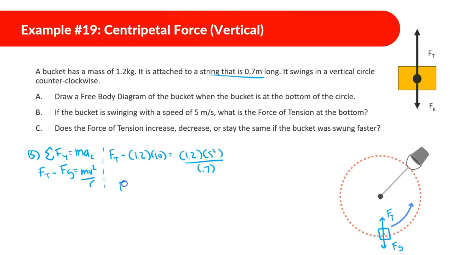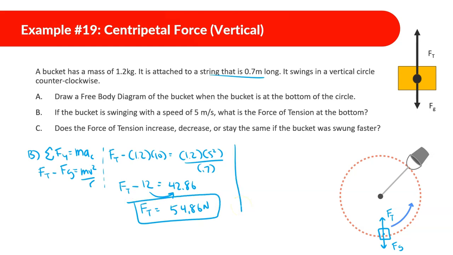Alright, so let's simplify this. Minus 12 is equal to 5 squared times 1.2 divided by 0.7, and we get 42.86. Now I know force of tension is going to be equal to that, plus 12, and we get 54.86 newtons.